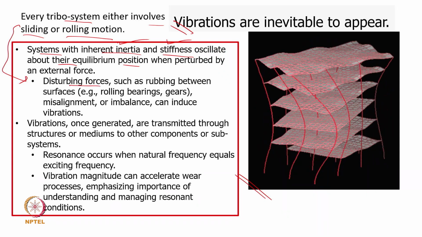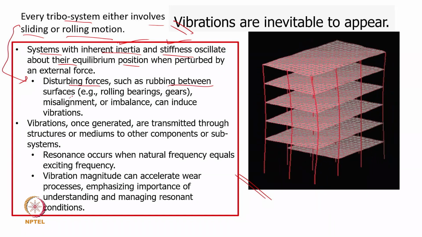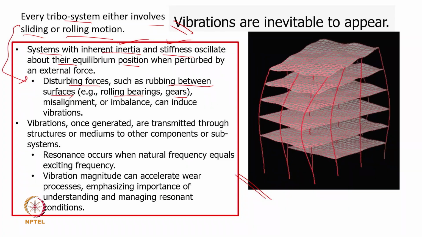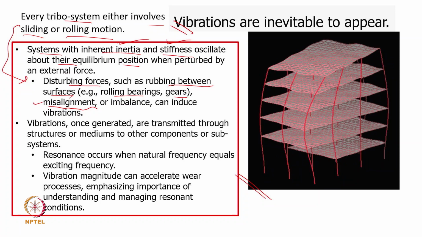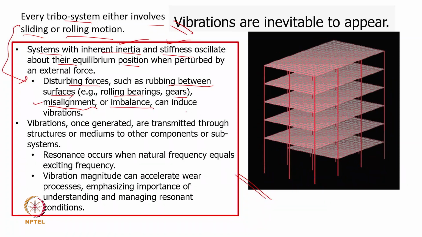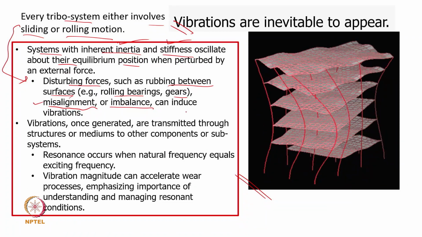So this is what we are saying, that the disturbing force in our case will be rubbing forces. It can be a rolling bearing, it can be a gear. Even the disturbing force can be misalignment. So we will also get a response related to misalignment. It can be unbalance, it can be induced vibration also.